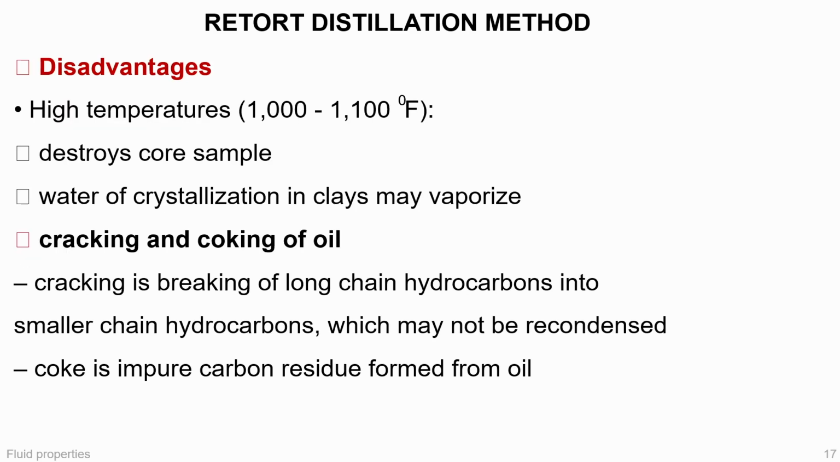Retort has serious disadvantages. It uses very high temperatures, which destroy the core sample. Water of crystallization in clays can vaporize and falsely inflate measured water. Oil can crack into lighter components that do not recondense, and coking can produce carbon residue. The key lesson: retort is fast, but it can introduce bias and cannot preserve the sample for future measurements.